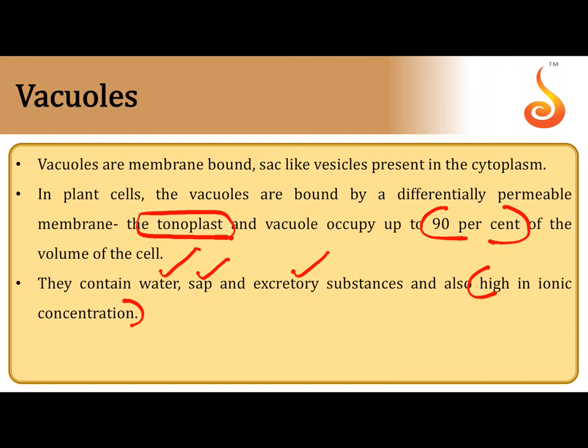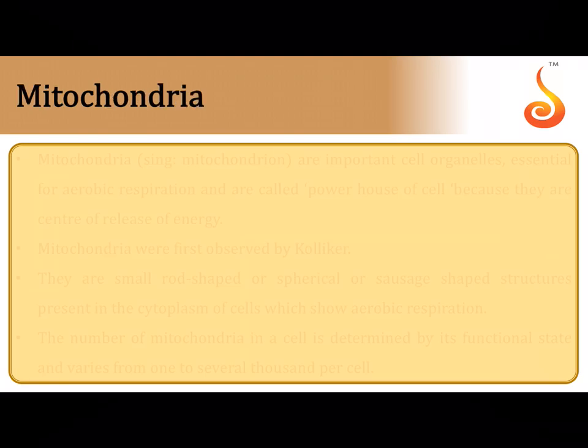So the vacuole is rich in water and sap, that is referred to as the sap vacuole, because sap is basically a mixture of salts and excretory substances, and a lot of ions are present inside the vacuole which are actively pumped from the cytoplasm by consuming energy.